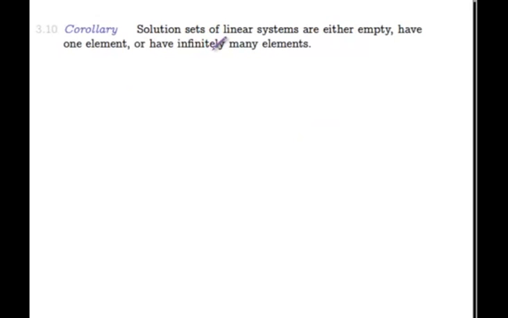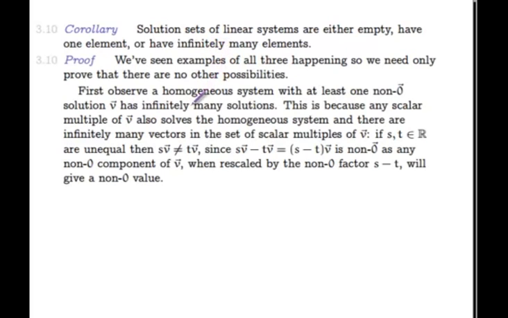So let's talk through these words here. Okay. All right, so here first, observe a homogeneous solution with at least one non-zero solution V has infinitely many solutions. This is because any scalar multiple of V also solves the homogeneous system. And there are infinitely many vectors in the set of scalar multiples of V. Okay? That is, if S and T are in R and they're not equal, then SV is not equal to TV, since the difference of the two vectors will be a non-zero multiple of V.